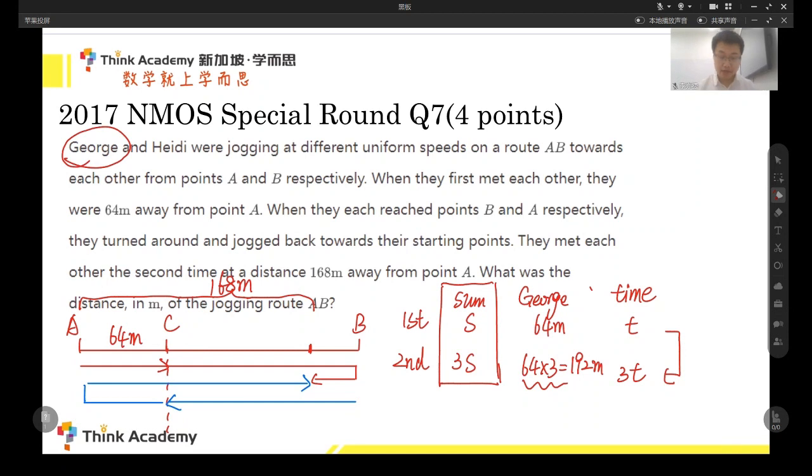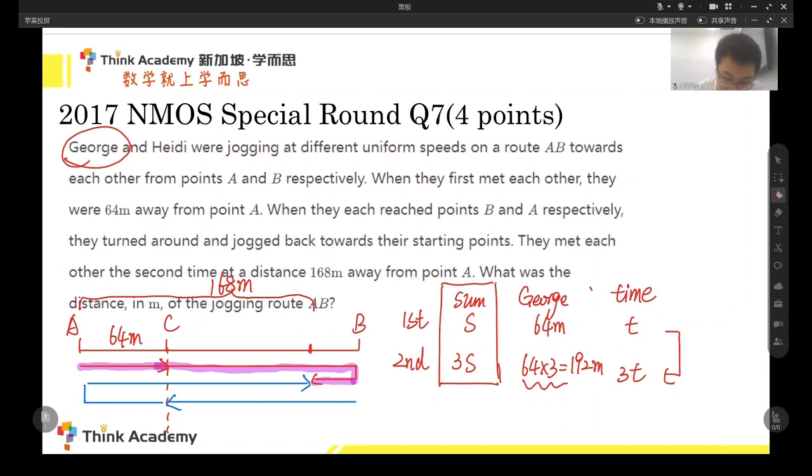Then we look at that back picture. So the first time, this is the 64, and when George travels and turns back, all the highlighted lines represent the 192 meters.